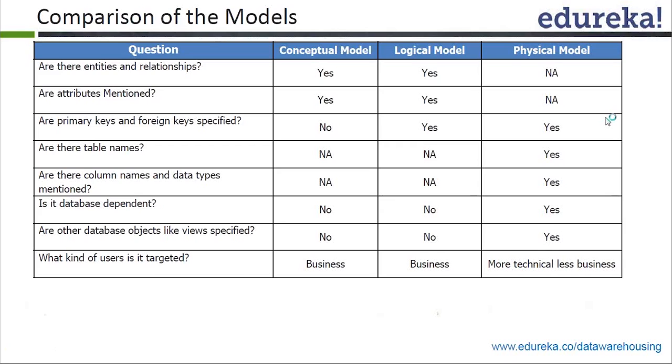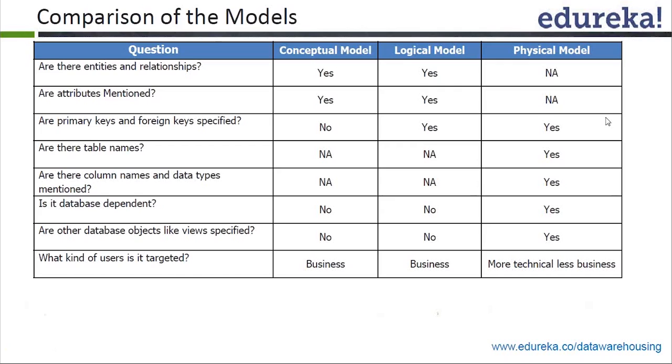Why is it not applicable? Because in a physical data model, there are no entities and relationships anymore. It is tables and the integrity constraints and database constraints. So the terminology changes from logical to physical, and the concept of entity and relationship is not applicable in the physical data model. Similarly, attributes. Are the attributes mentioned? Conceptual, yes. Logical, yes. But in the physical data model, this is not applicable, like the previous case.